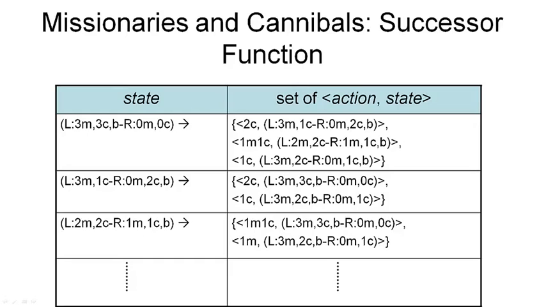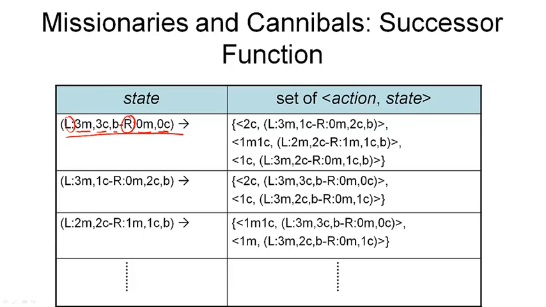So what this table does is simply enumerate all the mappings of states to sets of action-state pairs. What we have on the left-hand side is a state. So this is the initial state as defined in the problem. And I'll decipher this for you quickly. This has two components. It says what's on the left-hand side and what's on the right-hand side. On the left-hand side, we have the 3 missionaries, the 3 cannibals, and the boat. And on the right-hand side, we have no missionaries and no cannibals initially. So that is the initial state. We describe everything that's on each side of the river.